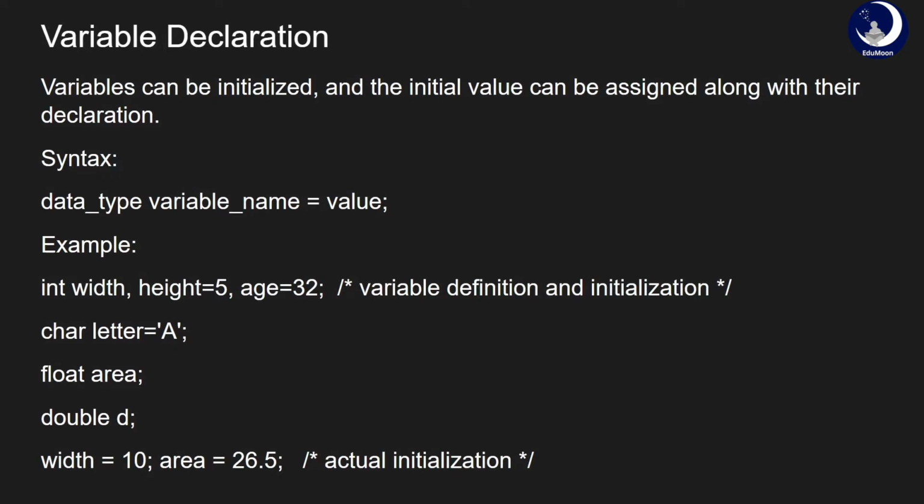So basically variable declaration in short is a two-step process. The first step includes variable definition and the second step includes variable initialization. And in total it's called variable declaration.